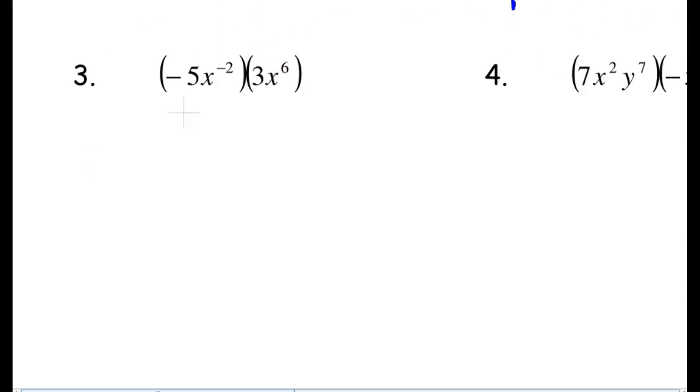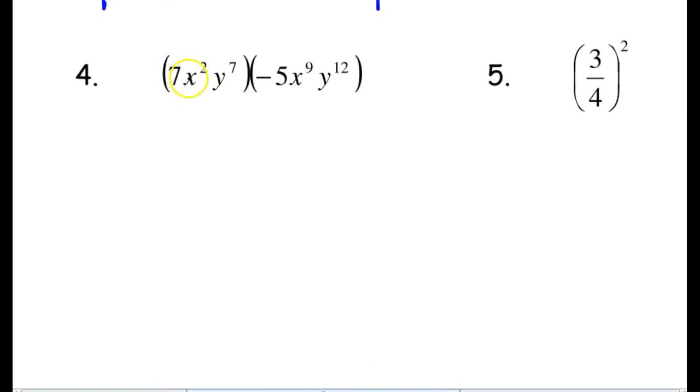Alright, so let's look at first the coefficients. So negative 5 times 3 is negative 15. And we have x to the negative 2 and x to the 6. Remember, add those. We have two bases, x and x. So we add those, which is negative 2 plus 6, x to the 4th. So treat these like individual problems. Really, these are going to be broken down into smaller problems to make it easier.